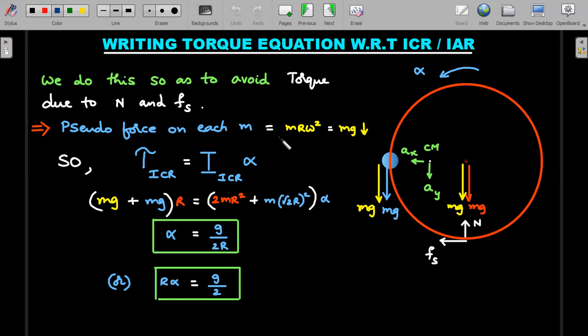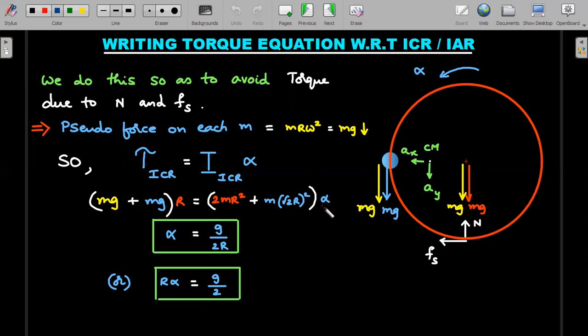Okay, so the pseudo force on each mass, I have written mg downward. Torque about ICR is due to these two forces only. These mg's will pass through this ICR, so they won't produce any torque. So this total 2mg, which I have tried to maintain the same color, into r about ICR should be the moment of inertia of the entire system of ring plus mass about this point into alpha. The ring contributes with a 2mr square about this axis, and the mass particle will contribute with m into root 2 r whole square, into alpha.